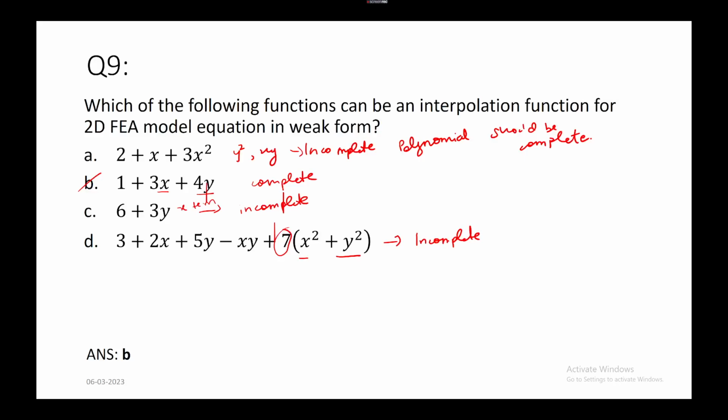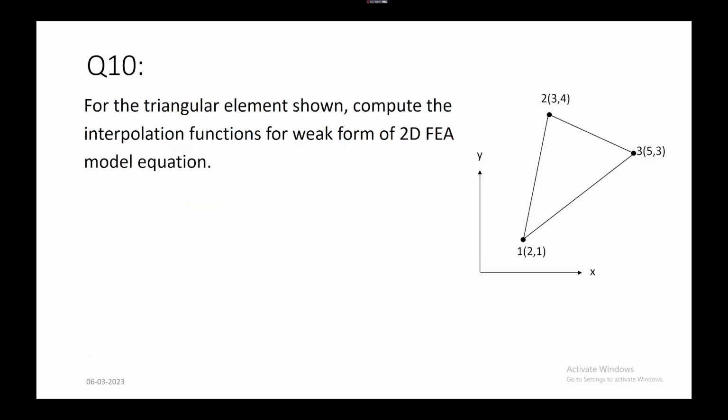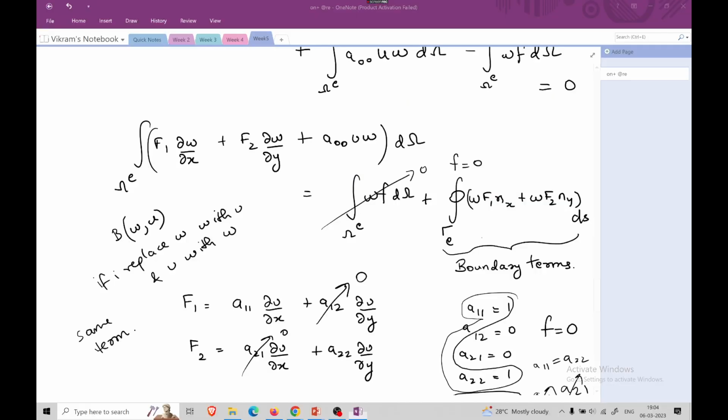Okay. So this is one question, the ninth question we saw. Now we are going to solve a problem related to interpolation functions. For triangular elements, compute the interpolation function for the weak form of 2D FEA model equation. Okay, so I am going to again switch back to my notes. I am going to just note down this.